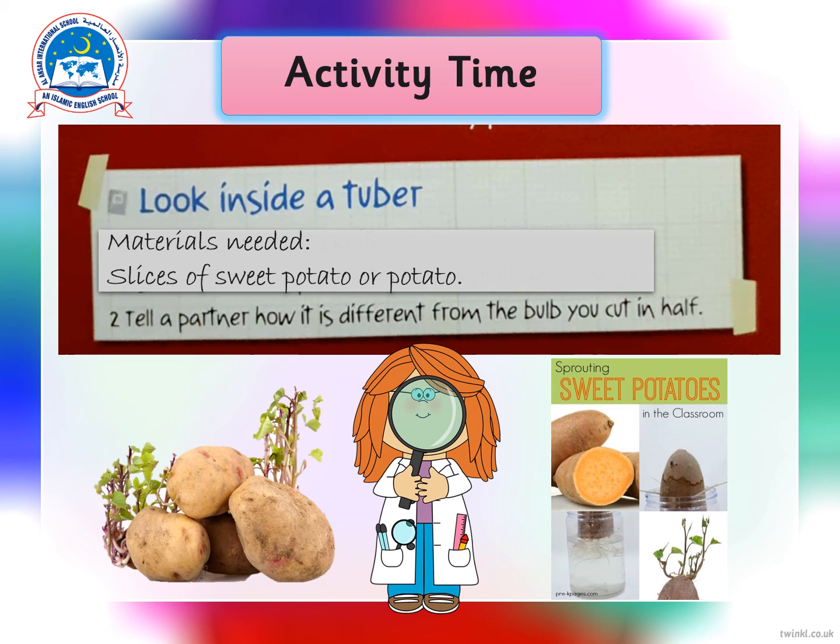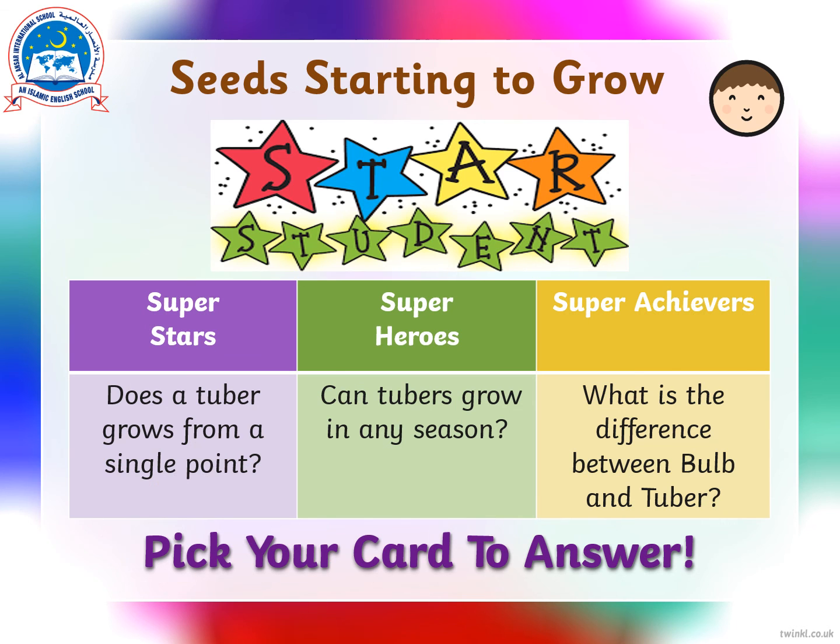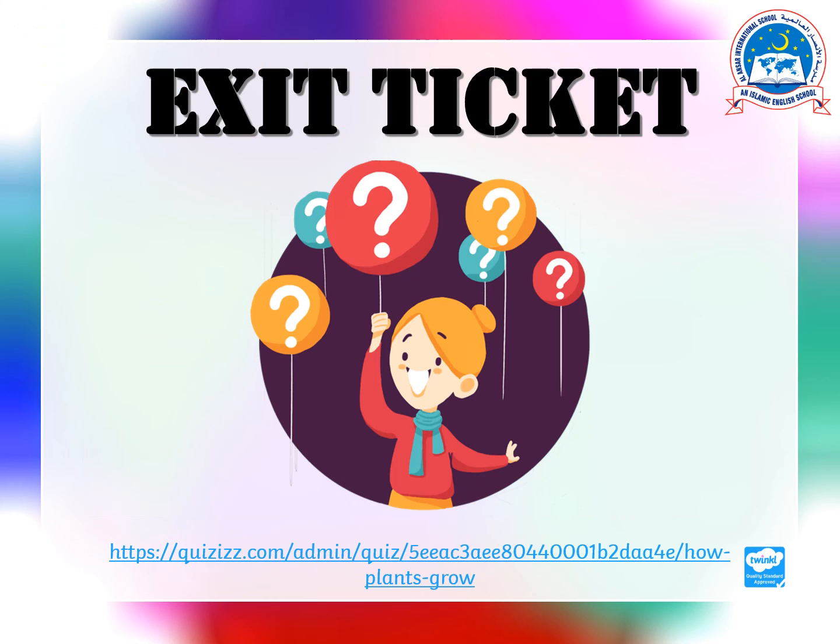Here is some activity for you. Cut a sweet potato or a potato. You can take either and cut it into half and look at the difference. Compare it with the bulb which you cut earlier and see what you can find. What are the similarities or differences between the two? Here, pick your card and answer.